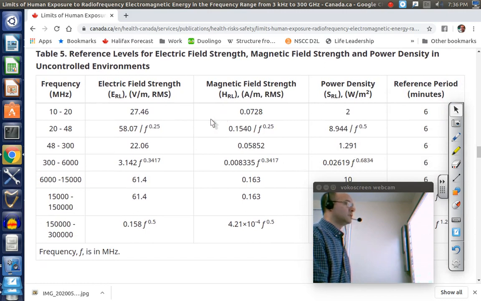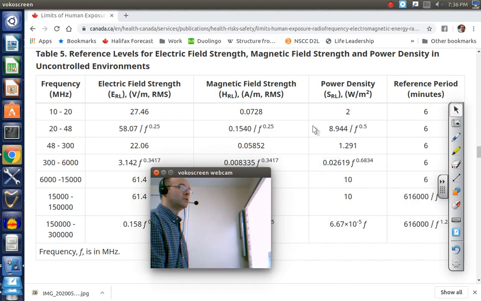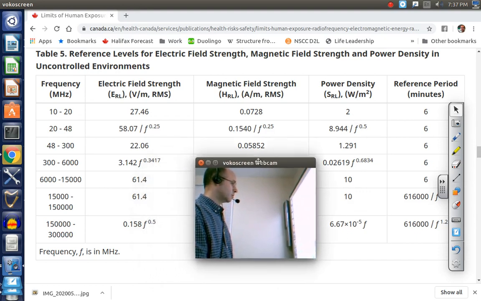So here's my table, and I'm going to draw your attention to the column that says power density. Each of these entries is for a different frequency. You'll notice there's a value of 2 watts per square meter, a value of 1.29 watts per square meter, and a value of 10 watts per square meter, and 10 watts per square meter again, and then there's a couple of equations in here. I'll go back to my smartboard.